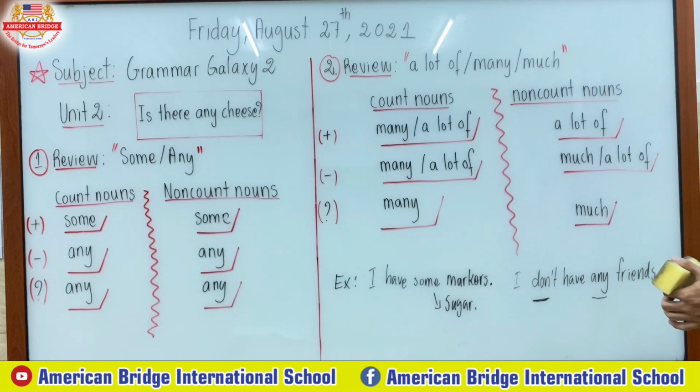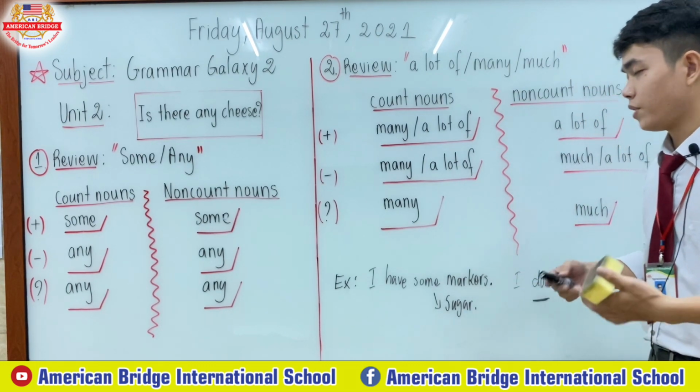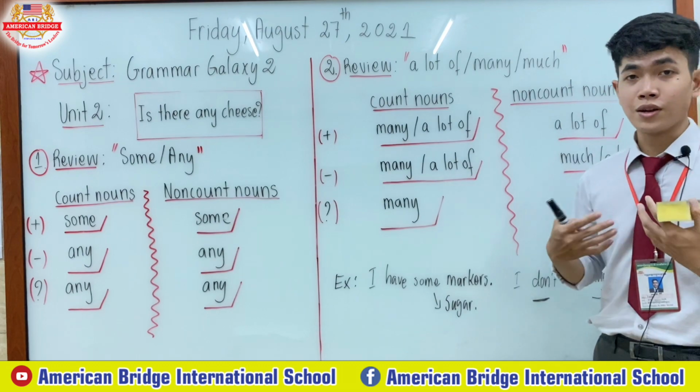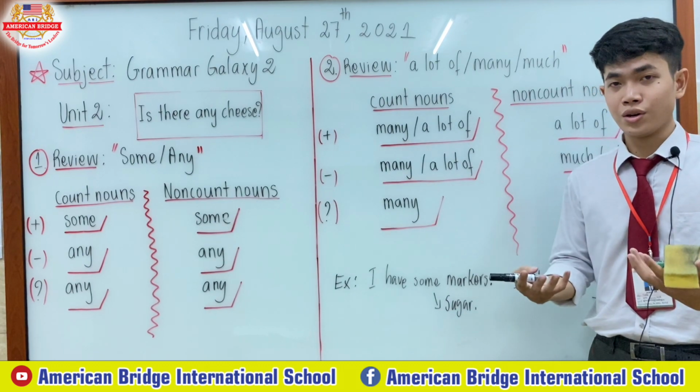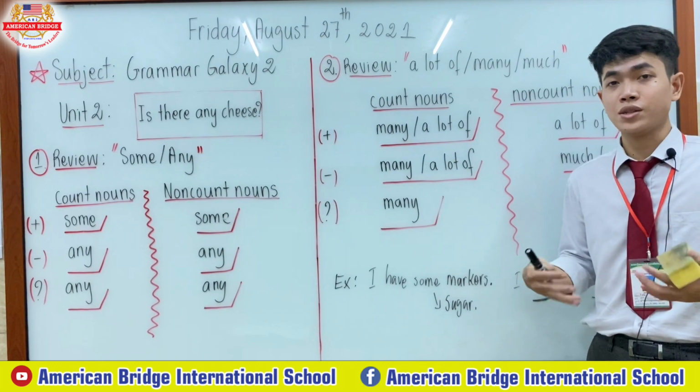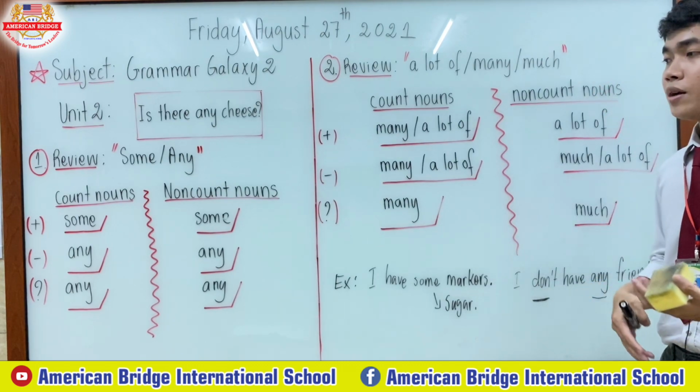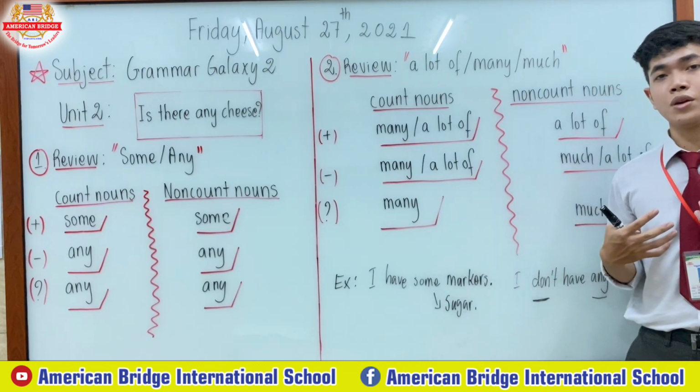Now let's move on, everyone. If I want to use it with non-count noun, for example, like I don't have any sugar. I don't have any rice to eat. And how about question form? How can you make the question form, everyone?